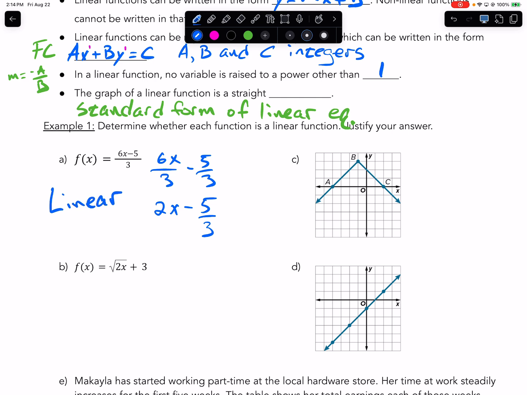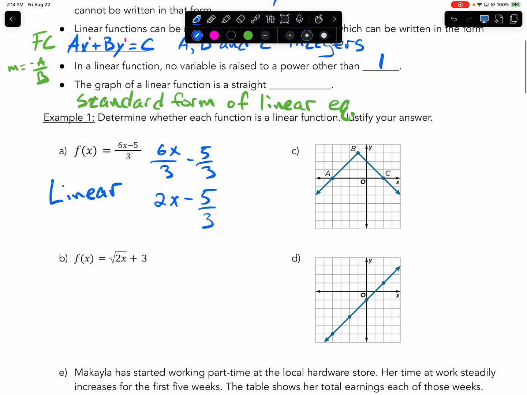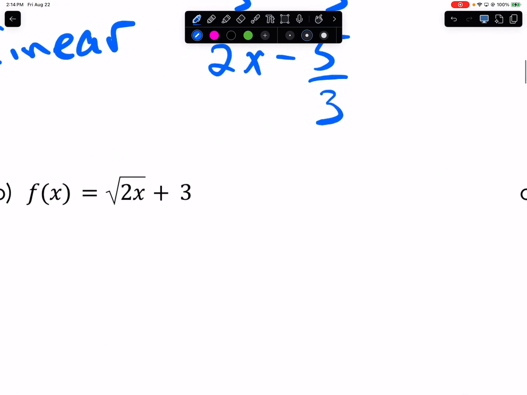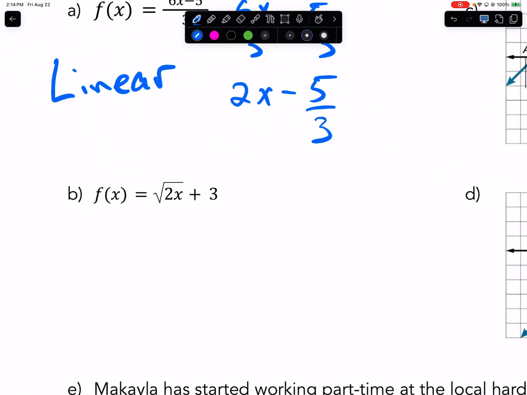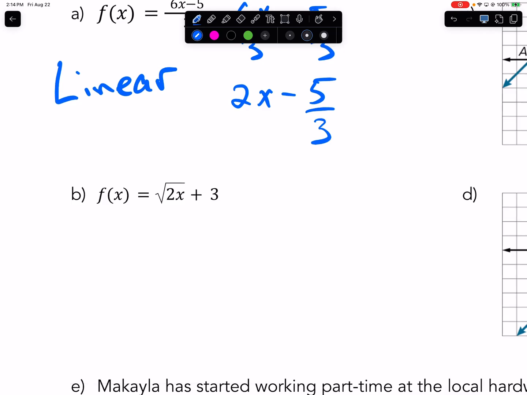How about B? Square root of 2x plus 3. Does anyone remember? Here's another flashcard moment because you're going to do this all year. If we have square root of x, what power is the x to? Like x to what power means square root? Anyone know that? It's kind of a weird thing. It's always the second root, and there's a 1 under here. So is it x squared or x to the 1/2?